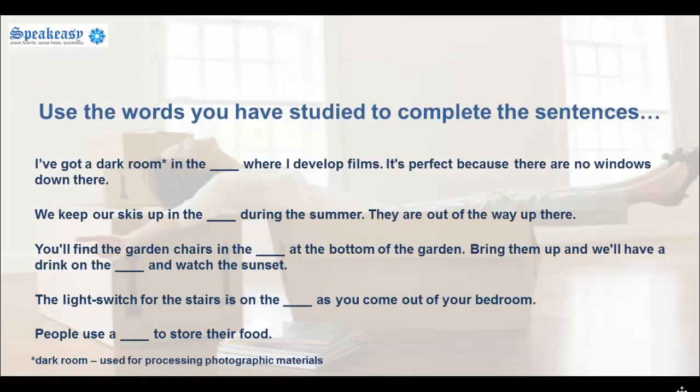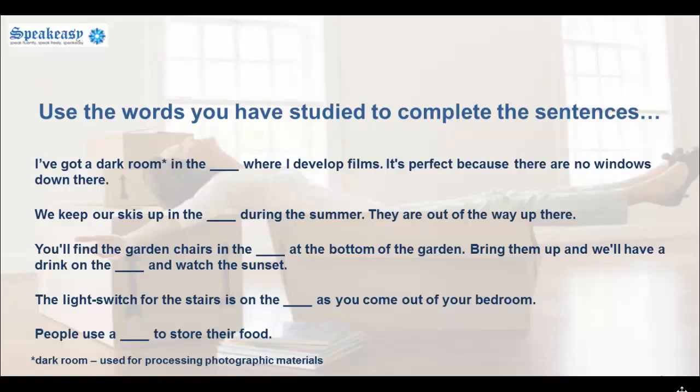Use the words you've studied to complete these sentences. I've got a dark room where I develop films. It's perfect because there are no windows down there. We keep our skis up during the summer. They're out of the way up there.